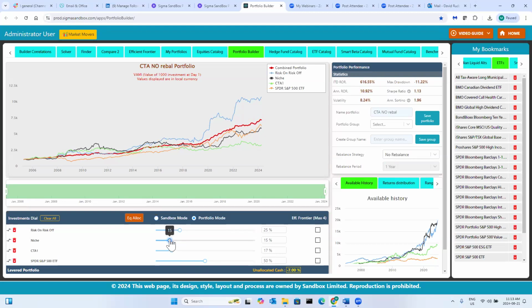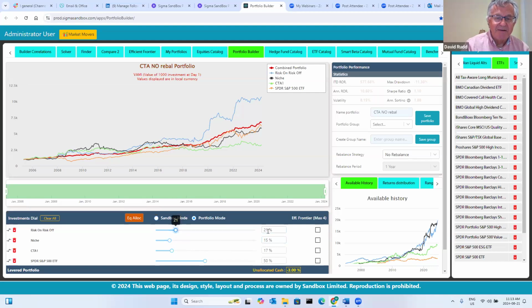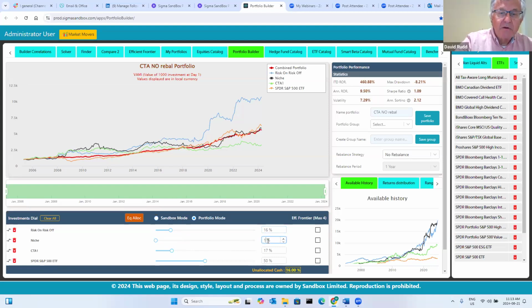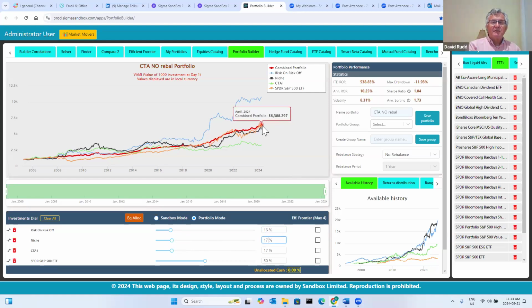Roughly. I could type them in, but I guess there we go. Close enough. I'll type them in. Sure. 16 and 17. Okay. Now that red line is reflecting this portfolio.